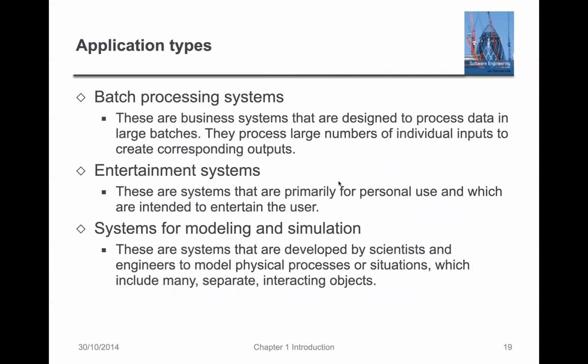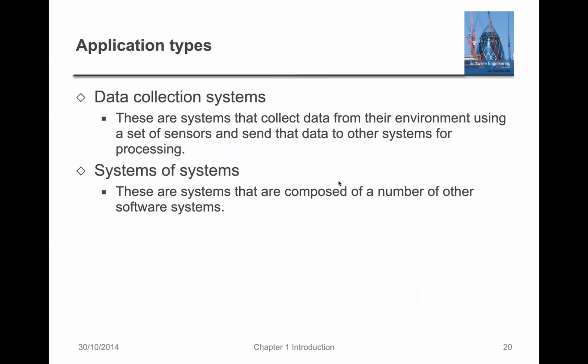There are batch processing systems that are designed to process data in large batches. Let's say financial data in the stock market, where a lot of data is generated in real time. These are systems that require software that will process these large batches. An example is also Google search, where millions of pieces of data are generated every second, and that software should be able to handle them. There are entertainment systems for modeling and simulation, which are also self-explanatory. There is the data collection system, and there is system of systems, meaning a system that incorporates several other systems into one.